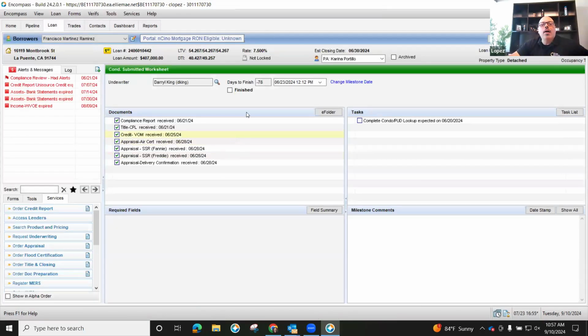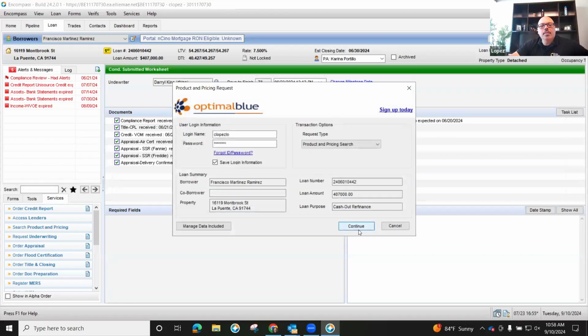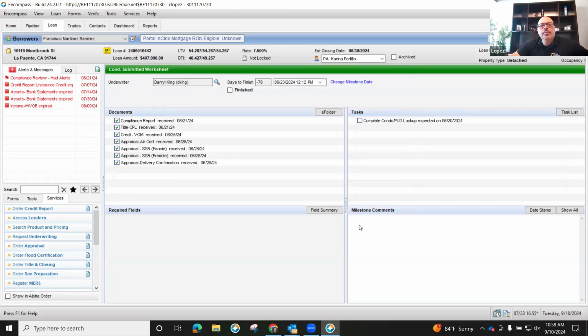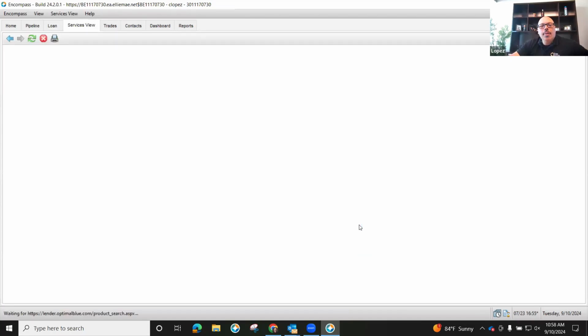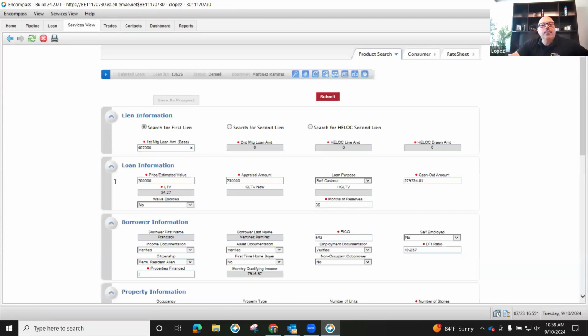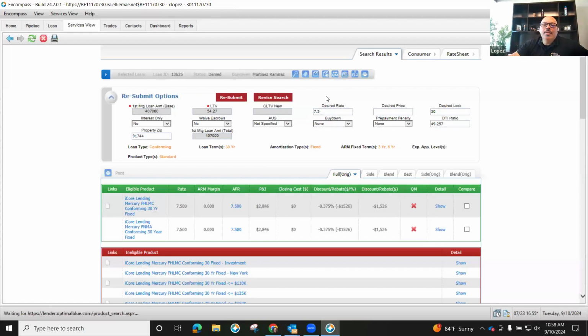If I want to lock this file, I'm going to click on the lock, product and pricing, go through Optimal Blue Enhanced. It should have your logins here. You're going to click continue. It's going to populate all of this stuff. I'm going to fix this. And then you're going to click submit. When you click submit, it's going to give you the rates.